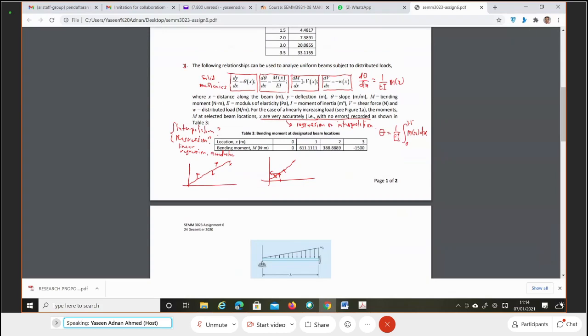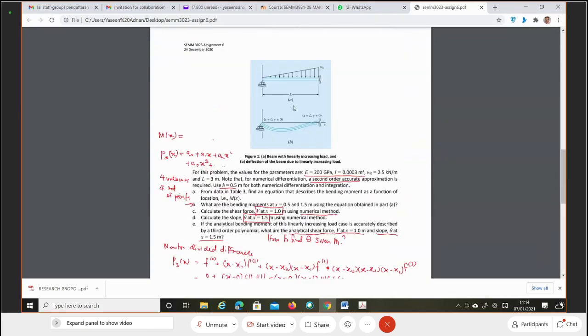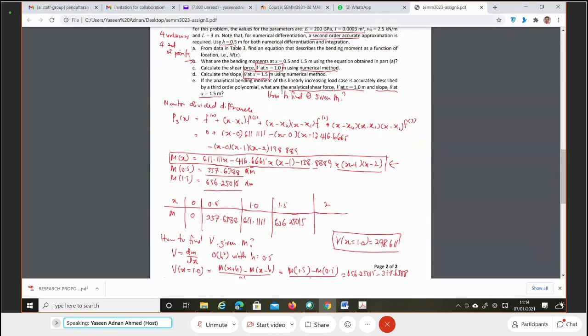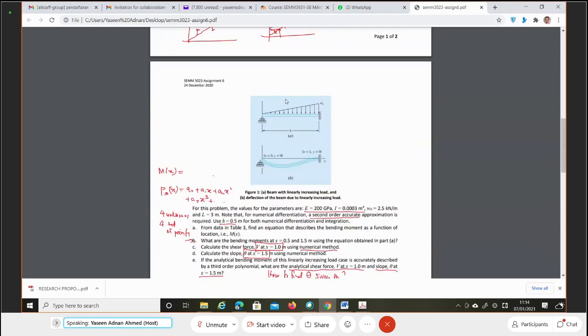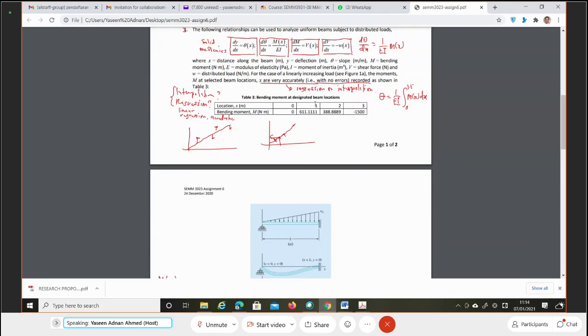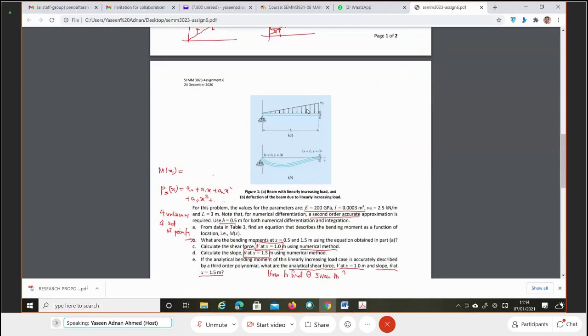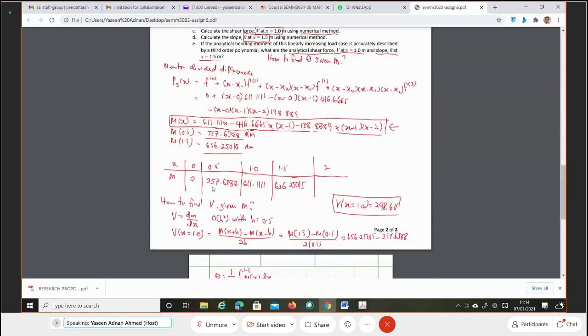You can use the central method, or whichever method you want to use, you can choose it. They ask to find the differentiation at x equal to 1. So you need to know the value of m at 0 and this one. You can use the central difference method. Very easy, right? Just dm by dx. You use the formula here, and then you will get the value.